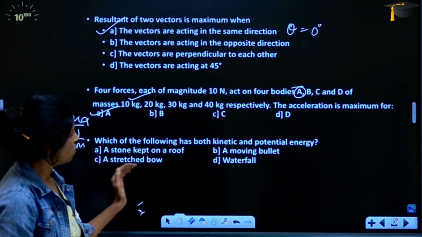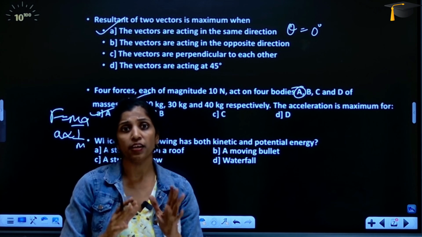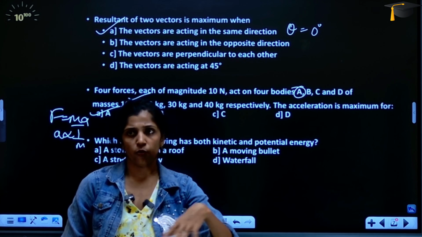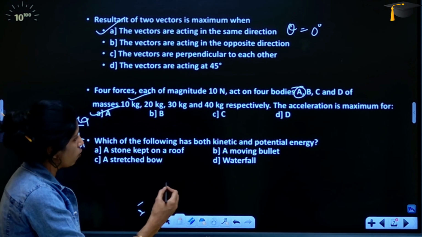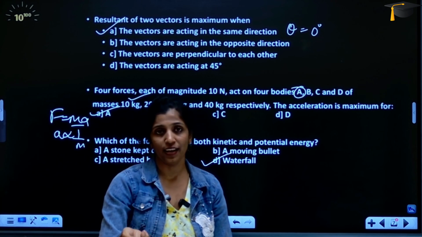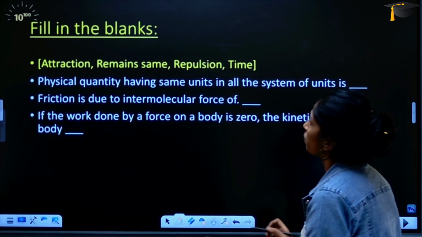Okay, next, which of the following has both potential and kinetic energy? Potential energy is stored energy, kinetic energy is the energy of something moving. So if it is in motion, then we say that it has kinetic energy. Of course, the answer is waterfall. So a waterfall has both potential as well as kinetic energy. Okay, fine. Moving to the next.